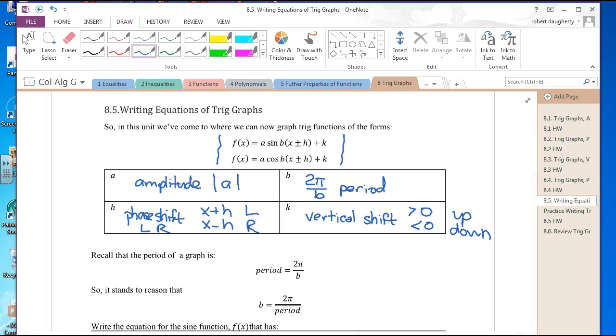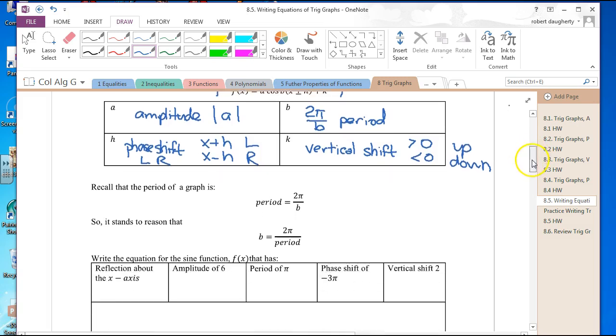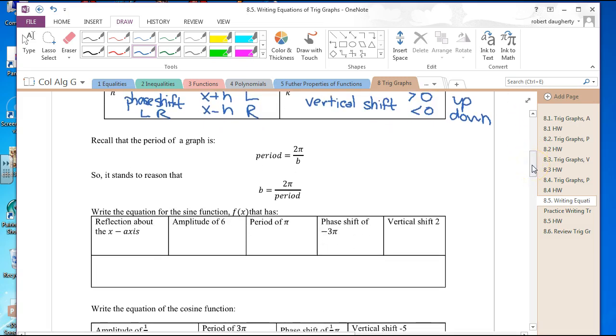Now, there's one thing we need to know, and I know you guys can handle this. So the period, everyone agree that this is what we talked about every time we graphed it. The period is 2 pi over b. Everyone agree with that? Okay. So if I've got period equal 2 pi over b, let's multiply both sides of that equation by b, okay?